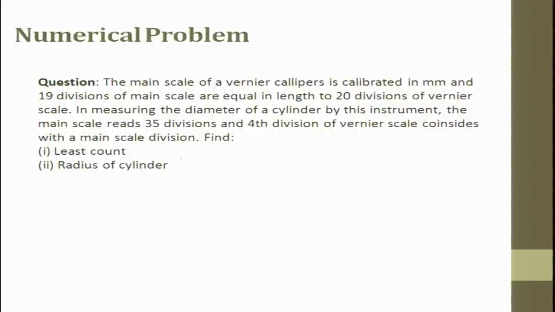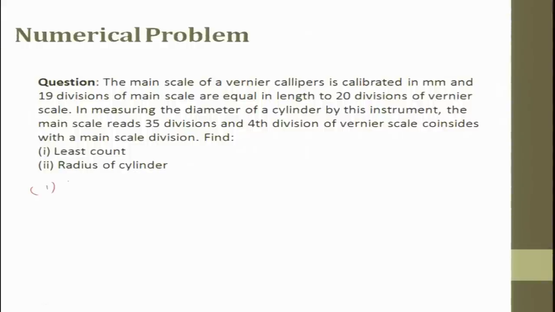Let us take one more problem to solve. The main scale of a vernier caliper is calibrated in millimeter and 19 divisions of the main scale are equal to 20 divisions of the vernier scale. In measuring the diameter of the cylinder by this instrument, the main scale division reads 35 divisions and the fourth division of the vernier scale coincides with a main scale division. Find LC and find the radius of the cylinder.